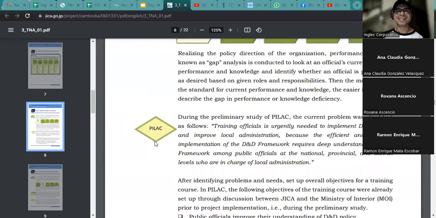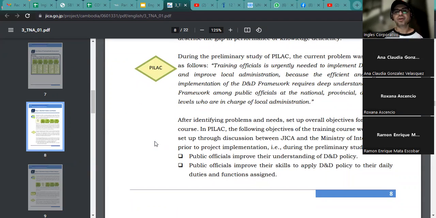Okay, so this is like an example, right? It's an example of how the first part could look. So you are going to identify, for example, it says training of officials is urgently needed to implement DAD reform and improve local administration because the efficient and effective implementation of the DAD framework requires deep understanding of the framework. So you can see that there is a problem, there is the gap. The officials doing that job don't understand. They are doing things that are not correct. So they need training so they understand everything related to this better, and then they will be able to do their job in a better way. That is the objective of this part. It's like an example of that part, okay?